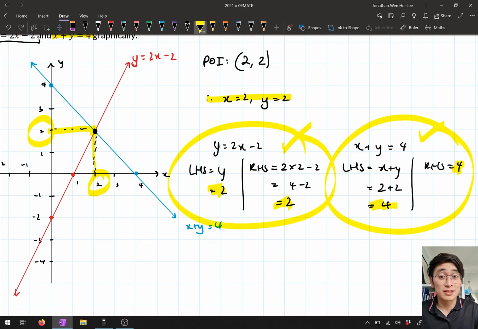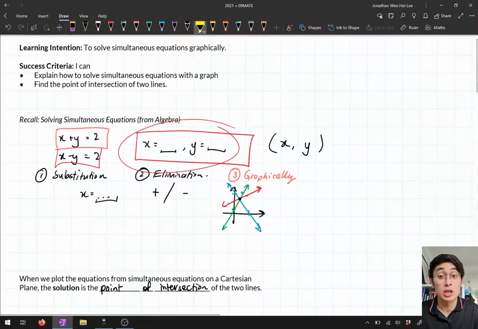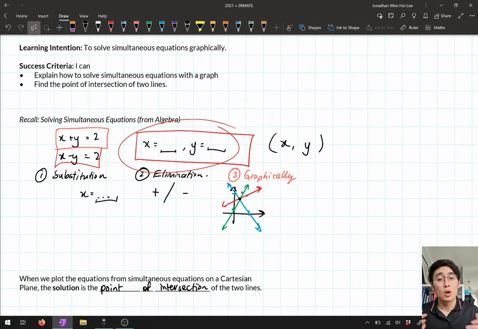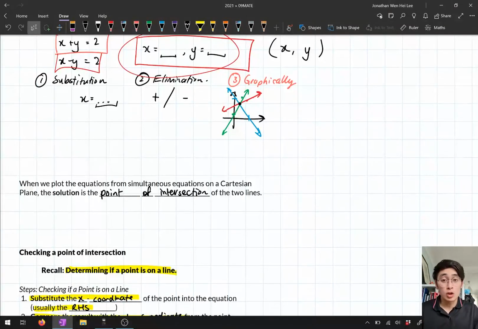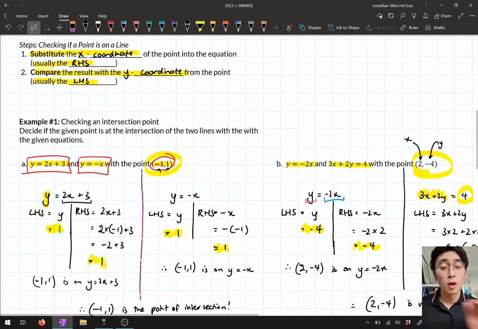So let's go over the steps that we did today. Today we talked about how we can solve simultaneous equations graphically on a Cartesian plane. When we're solving simultaneous equations graphically, our solutions are the points of intersection. So we want to read off the x-coordinate and the y-coordinate of our points of intersection. We firstly checked if a point of intersection was on two lines. So we substituted a coordinate into both of our lines, and if it was on both of our lines, that means we have a point of intersection.